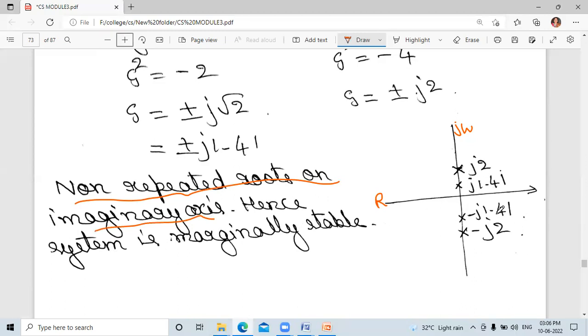If it is repeated roots, that is j2, j2, minus j2, minus j2, then we call it repeated roots. If repeated roots are there, it is unstable. If non-repeated roots are there, then we call it marginally stable.